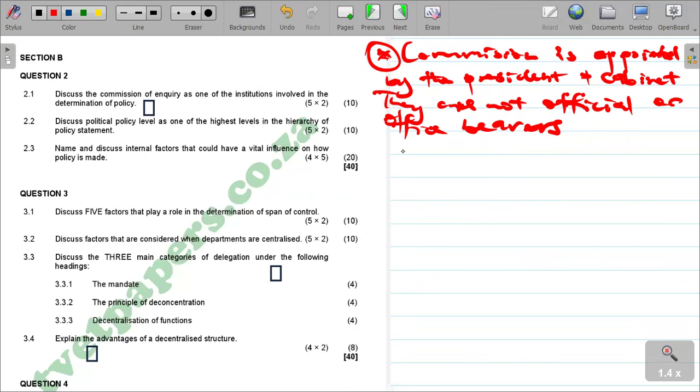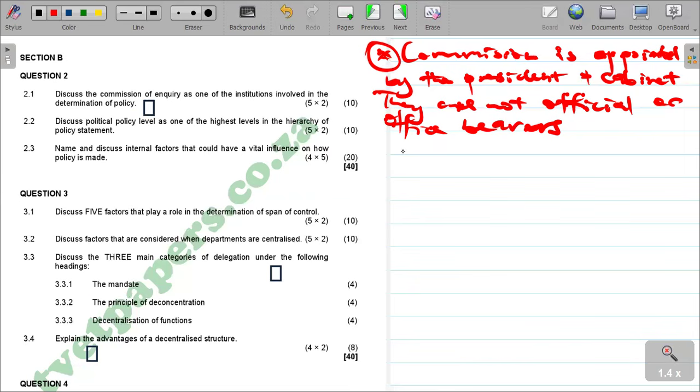The chairman must be a well-known person. For example, we talk about Archbishop Tutu in terms of the state capture. We talk about Zondo, and other members must have expert knowledge of the matter in question. Other members must have detailed knowledge of the matter that they are to investigate.